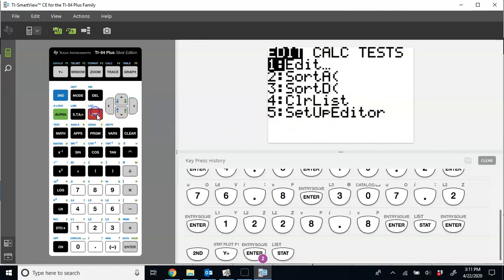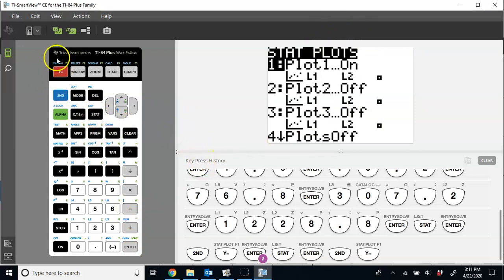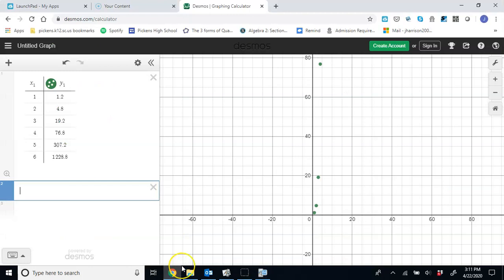Again, I'll go back to Stat and show you Edit, List 1 and List 2. Go to Stat Plot, turn it on, and I've got List 1 and List 2. I always leave it on this little square here because it's easier to see on the screen. Then I go to this button right here, Zoom, because just like I had to do when I was looking at the Desmos screen, I had to kind of zoom out to see the points.